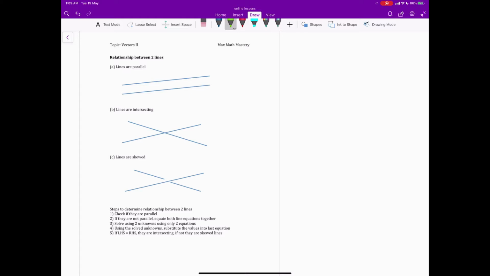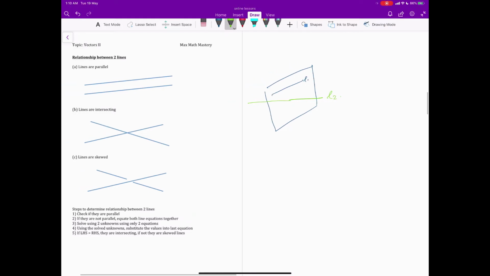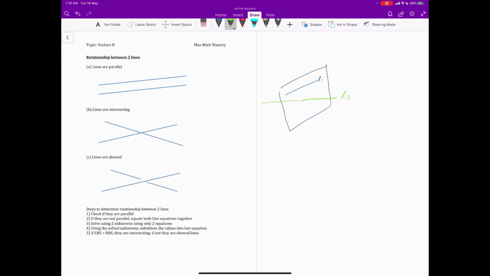But for part C, lines are skewed. It simply means that the lines are lying on different planes. So for example, over here, this can be a plane. Now line 1 can lie on here, and line 2 essentially can be something like that. Even though they are not parallel, they will never intersect at all because they are on different planes. We will learn this further when we go on to vector 3.